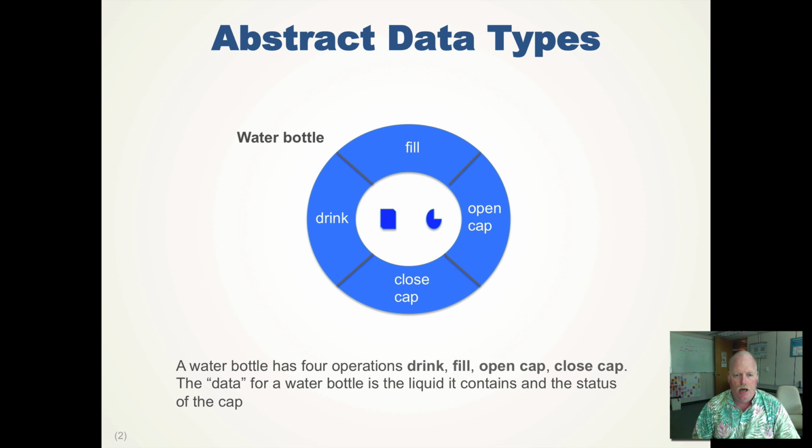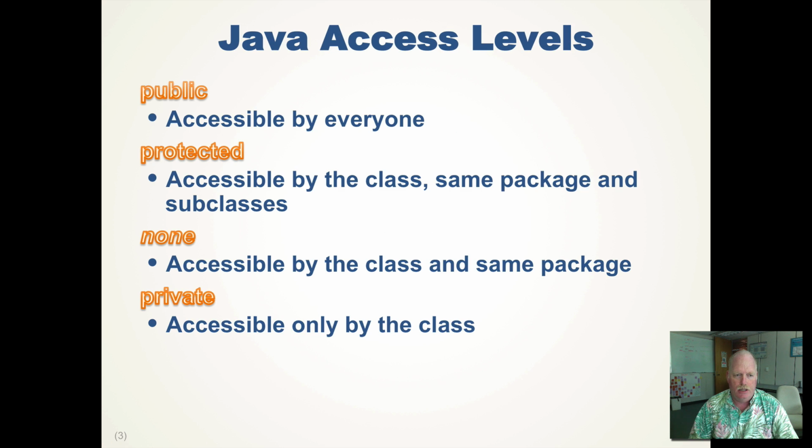So how does Java allow us to hide things or show things inside of a class? Well, they have the access levels. The most free access level, or unrestricted access level, is public. The things that are public are accessible by everyone: every object, everything in a package, the subclasses, etc.